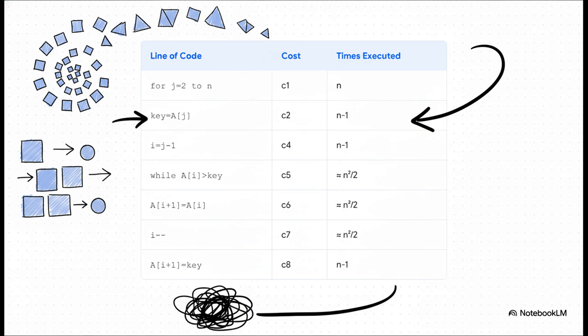See those rows for the while loop? That's where all the heavy lifting happens. In the worst case, this loop has to run over and over and over again for each item, just shifting everything one by one. And look at that times executed column. The number of operations isn't just growing with n, the size of the list, it's growing by something closer to n squared. And that, my friends, is where the trouble begins.